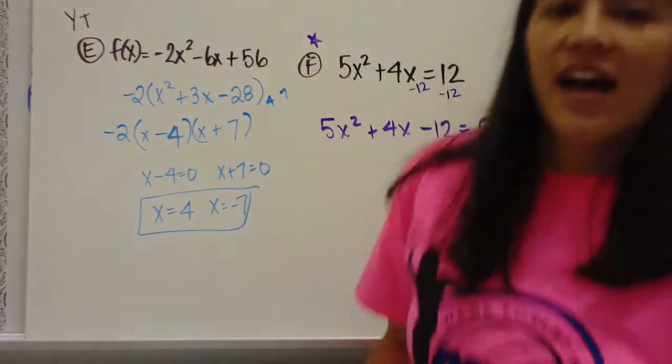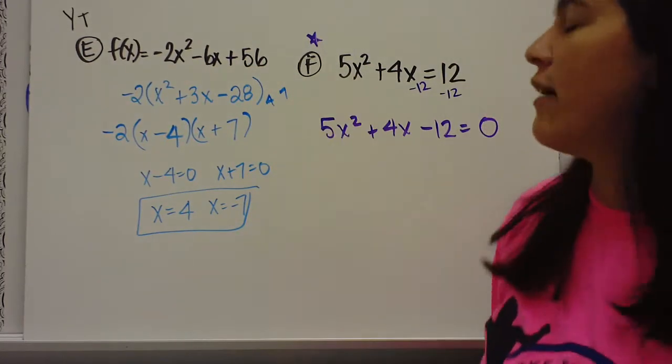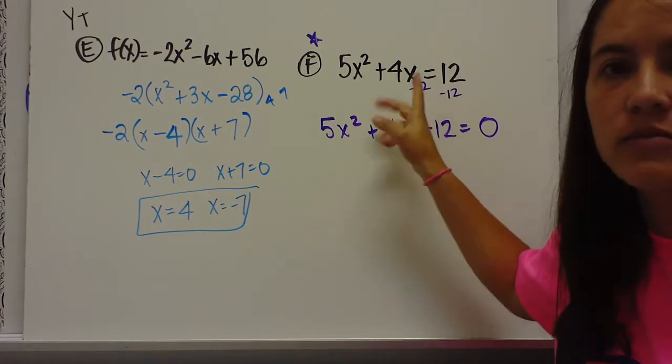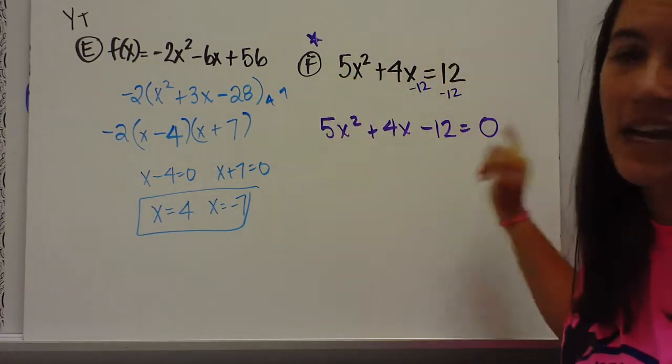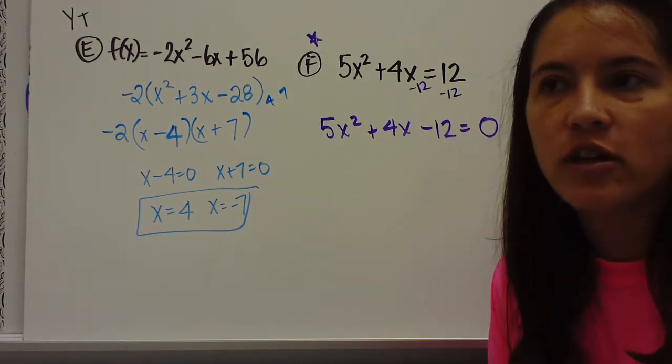Alright, hey y'all. Very quickly, I'm going to go over the problems that I didn't go over yet. So F. F is a special case when it doesn't have a 0. So what you do is you move that over, make it equal to 0, like I've done. And now we need to factor.